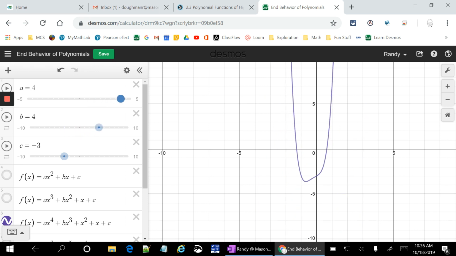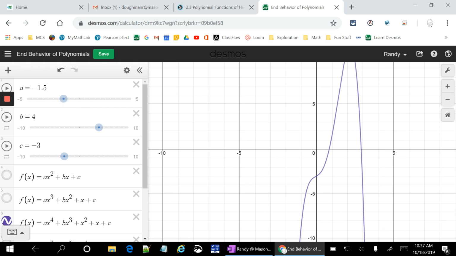And now I make A large negative. Uh-oh, it flipped. That makes sense. It just flips, just like it did in a cubic, just like it did in a quadratic. And just to convince yourself, when a is 0, that gets rid of the fourth power term. So now you're looking at a cubic.